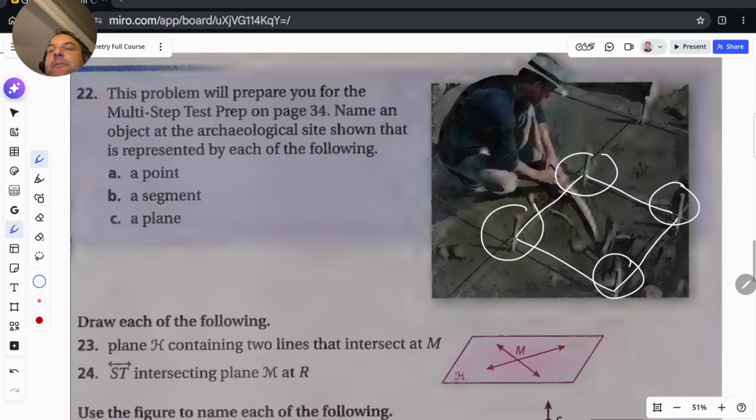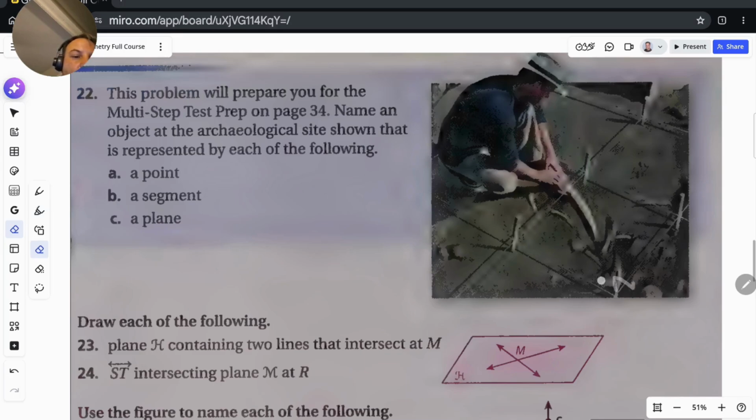Now we're asked to name an object at the dig site that is represented by each of the following: a point, a segment, and a plane. So let me erase this part. All right, so part A is a point. A point will name a single location with no size. So at the dig site, the tip of a stake is a real-world example of a point. It marks just one specific point in the dirt. Let's label that as such. 22A, tip of a stake.